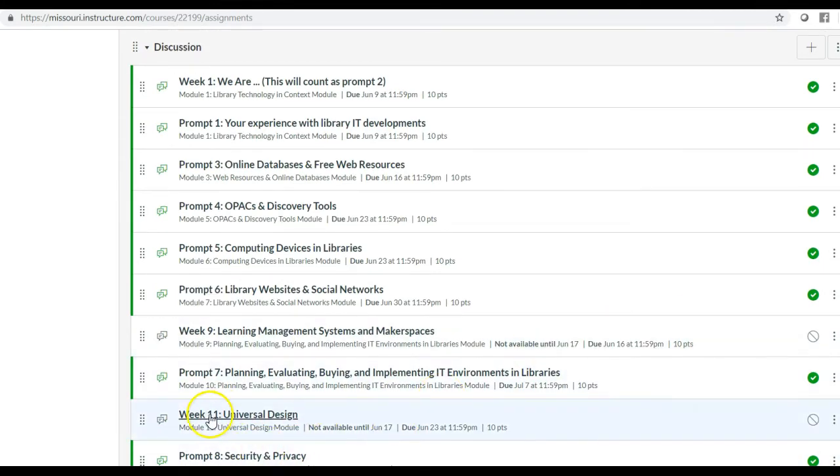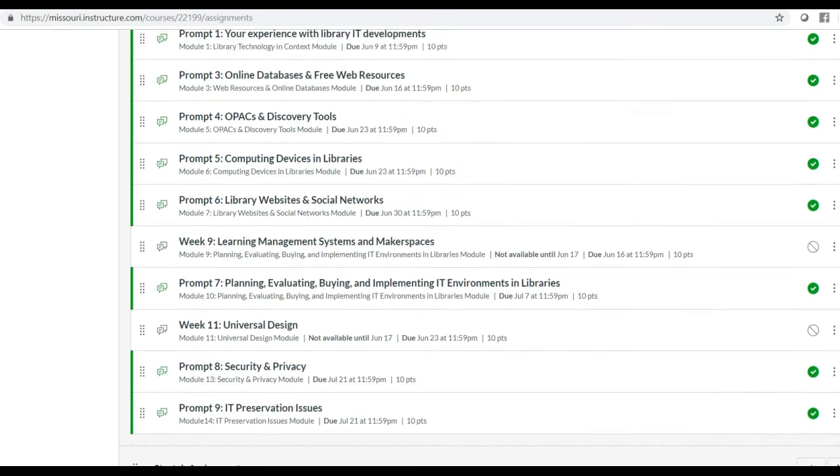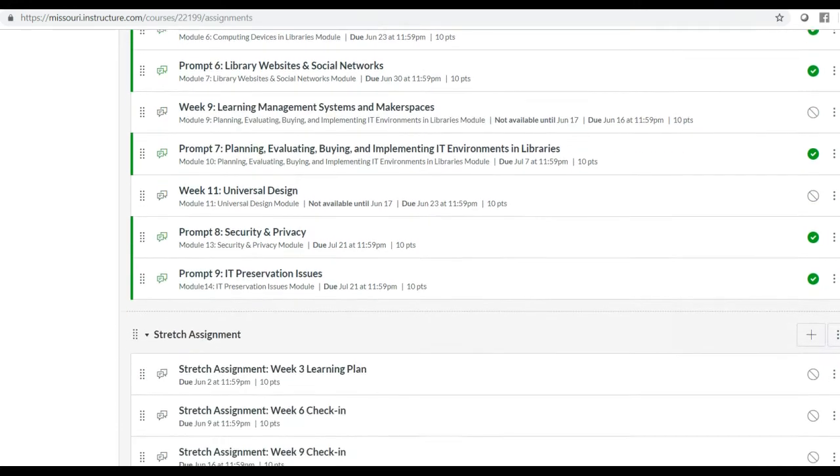As you can see, this week 11 thing is unpublished, which is why you see that there as opposed to the check mark. So you will see prompts 1 through 9. This "we here" thing actually counts as your prompt 2, so you should already have that, and then you'll see prompts 1 through 9. Again, the way to get your full 90 points in class participation is to have one original post for each prompt and then respond to at least one classmate for each prompt. And so that's how that works.